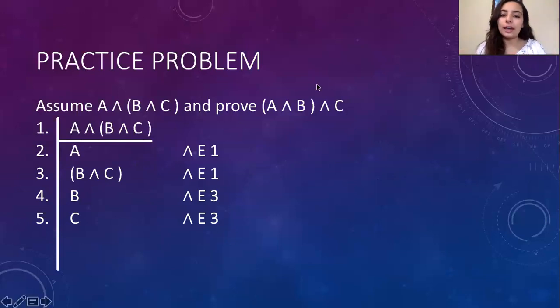Now I start to look at what I'm trying to do. Again, this is my proof. This is what I'm trying to get to. This is my goal. So I have A and B. So I want A and B together as my innermost.